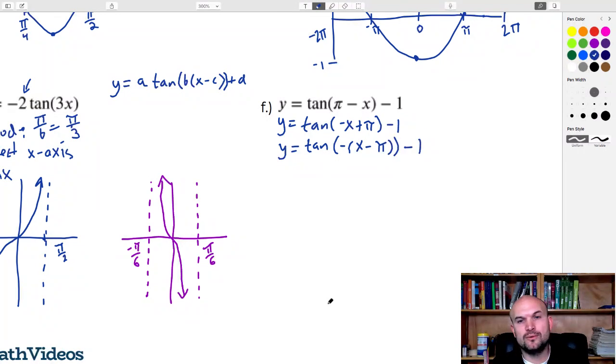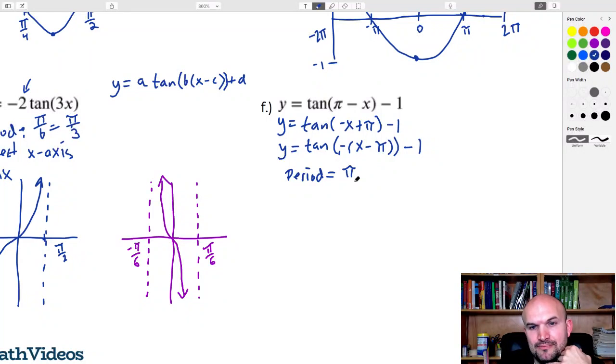When identifying here, my period has not changed, because you can see a negative 1 there, but my period is still just going to be pi. Period is a distance, like the hypotenuse, so it's not going to be negative. The period is not positive or negative, it's just going to be pi. I do have a phase shift in this case. You can see that when I factor out the negative, I am going to go pi to the right.